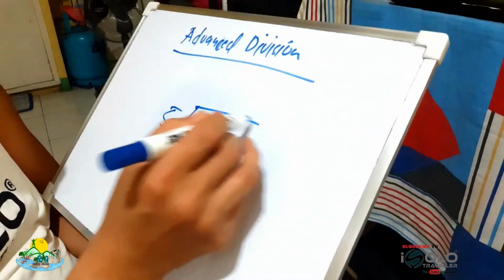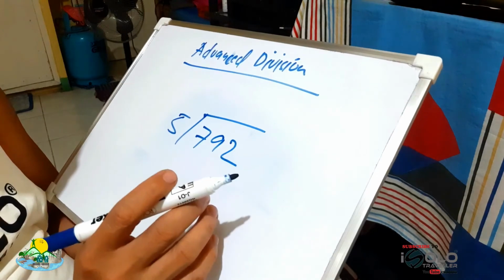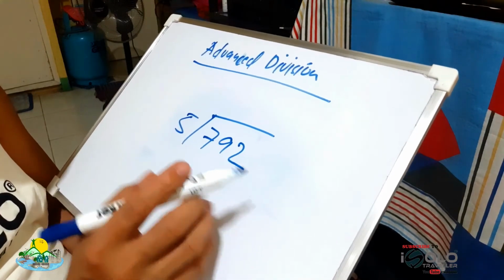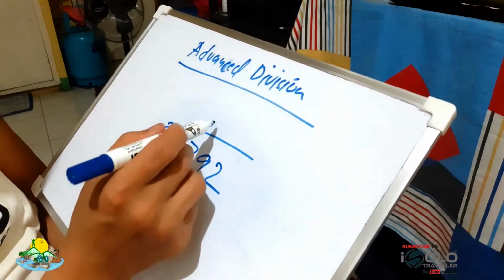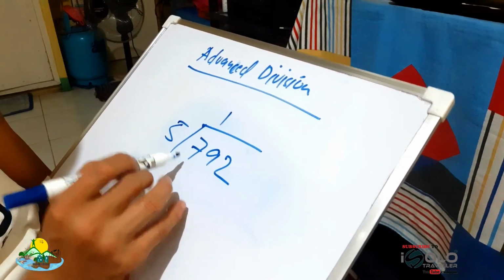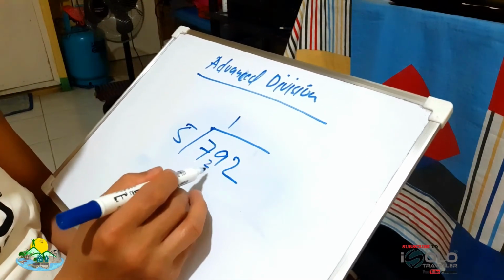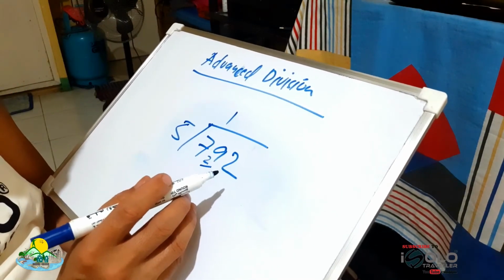5 divided into 792. Okay, how many 5 can you get from 7? 1. 1 times 5 is 5. 7 minus 5 is 2. So that is 29.